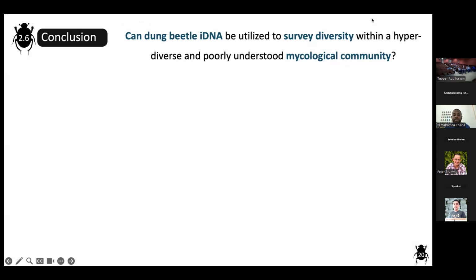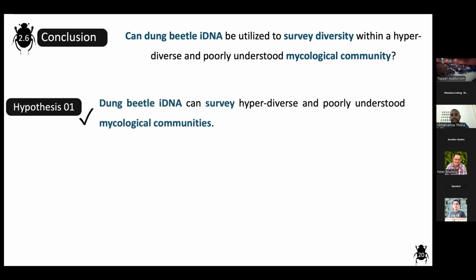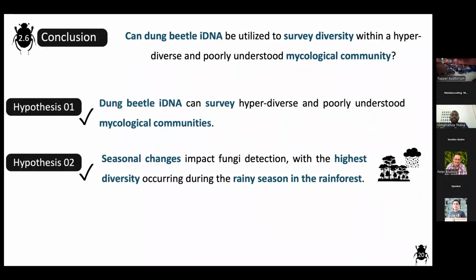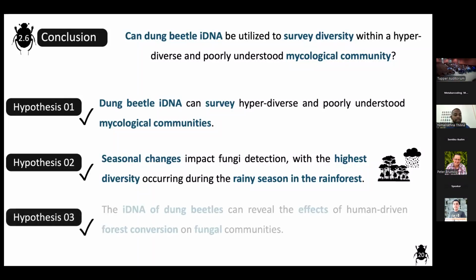be used to sample fungi. According to our results, first, we can use dung beetles as a tool to survey the hyperdiverse mycological communities in the tropical rainforest. And the second, we found a seasonal effect on the detection of the fungal community, highlighting that if we want to get the highest number of fungal communities in a given habitat, we have to consider the season and collect throughout the seasons. And the third, we hypothesized that the dung beetle eDNA can capture the effect of anthropogenic habitat conversion on the dung fungal community, which throughout our study, we were able to detect.